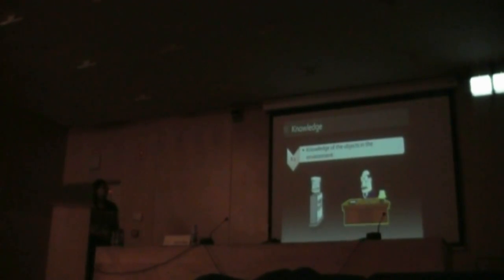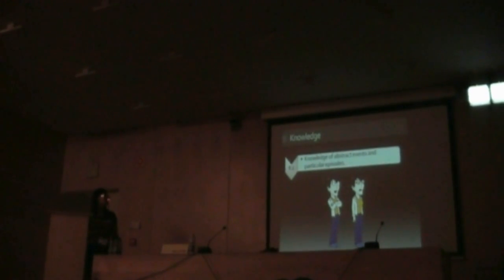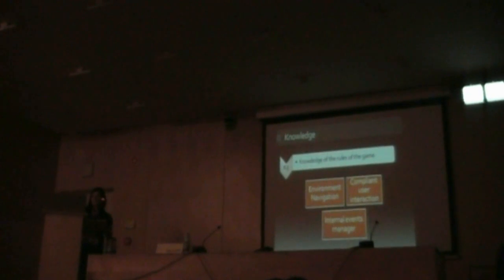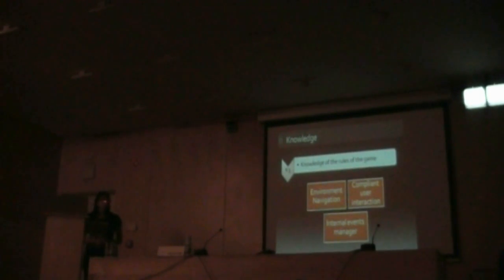For example, knowledge about the objects of the environment, where is the reception desk, where is a plant or a door. This is the more difficult knowledge, knowledge about abstract events. How can I determine if the user feels comfortable with our interaction, or doesn't like it, or doesn't need more information? This is difficult to define.